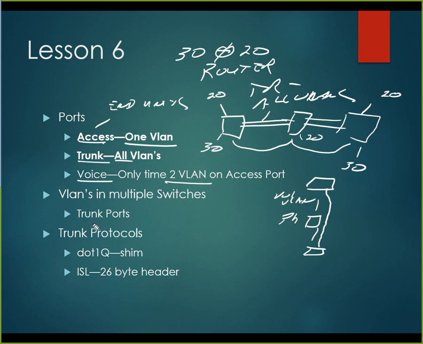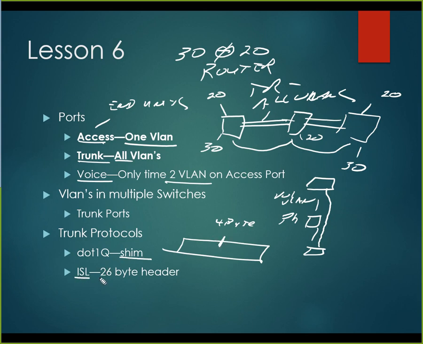Multiple switches, trunk ports, we talked about that. Trunk ports, .1Q, they call it a shim. If you remember, we put it right in the middle of the Ethernet frame, and it was a 4-byte shim, or a 4-byte corruption of a 4-byte area in there. So we put that in.